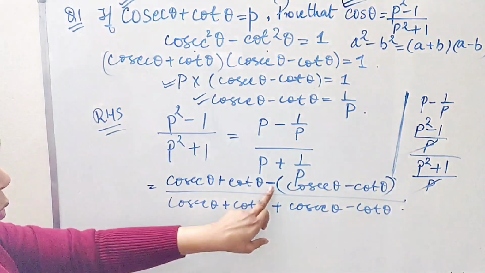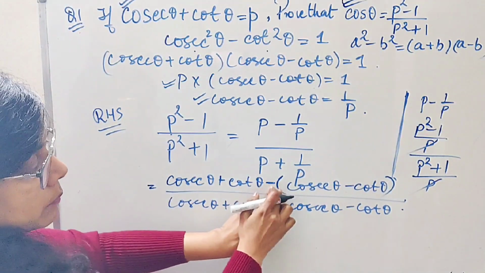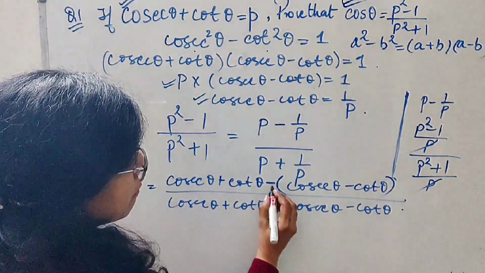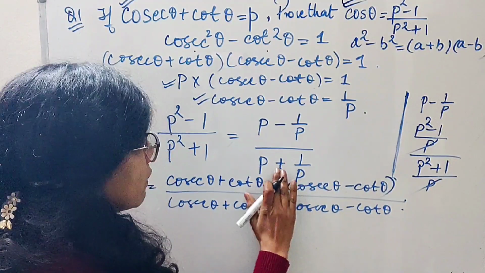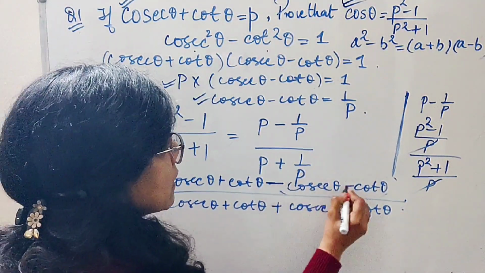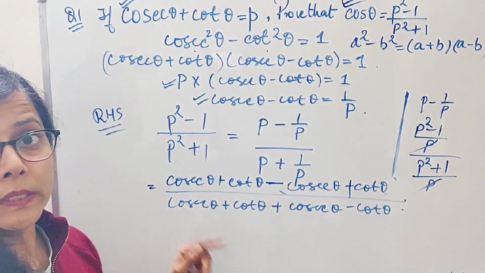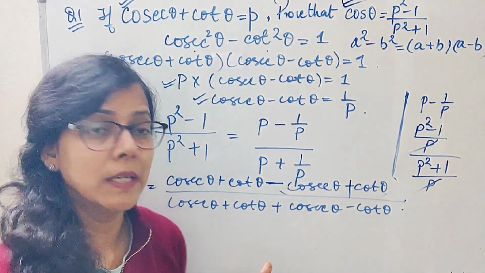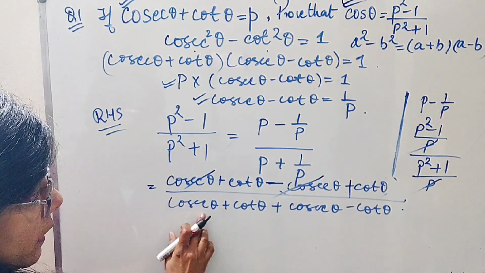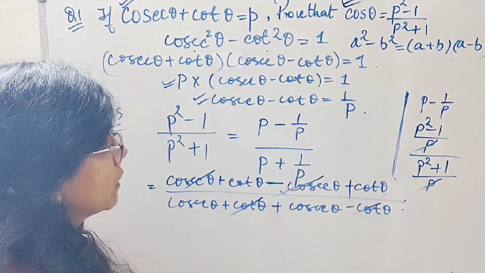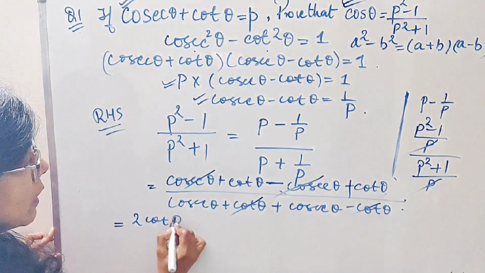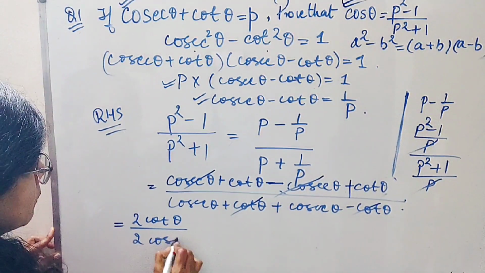When we open this bracket, because there is a minus sign outside, when we remove it, it will become minus and this will become plus. I am doing it right here because I have less space. So this you will do in the next step in the question if it comes in the exam. So now you can see cosec theta will cancel out, and in the denominator cot will cancel out with this. So what we are left with is 2 cot theta upon 2 cosec theta.